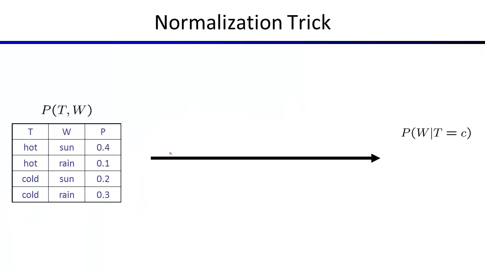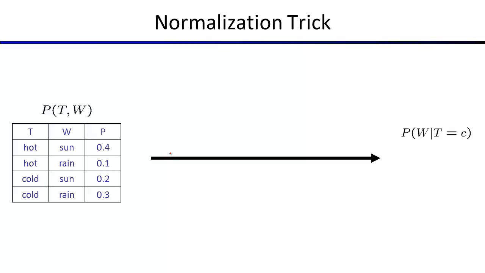Now, one thing that is often used is something called the normalization trick. It's a way to go from joint distributions to conditional distributions in a slightly quicker way, also a little more mechanical. So it might initially be a little less intuitive, but the idea is to go from a full joint to a conditional in a very structured way.